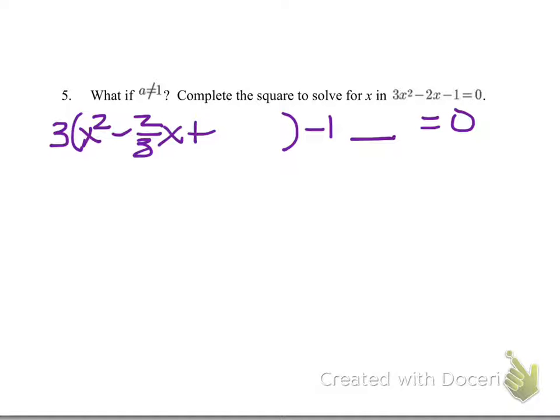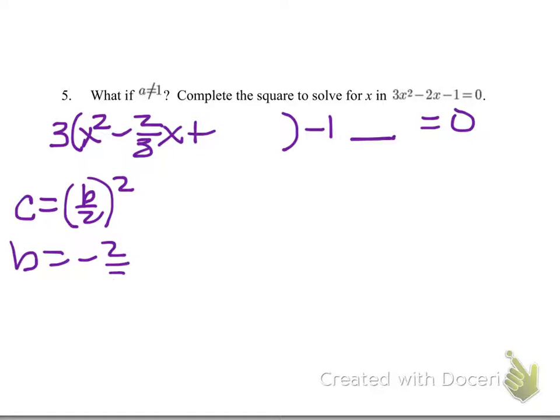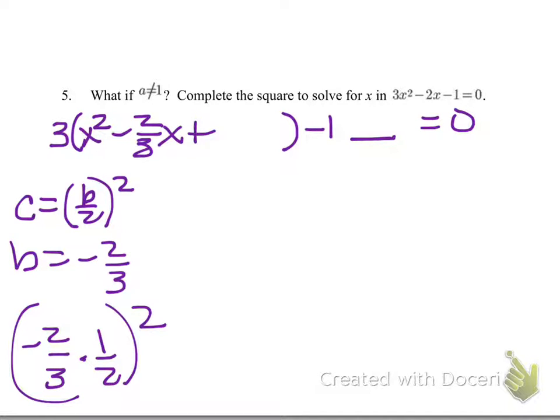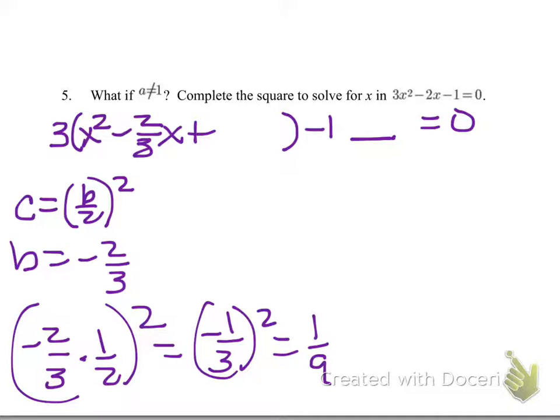Well, remember, to complete the square, we found out earlier that C is half of B squared. So my B is negative 2/3. So I'm going to take half of that and square it. So negative 2/3 times a half, and I'm going to square all of that. So that gives me, let's see, that's negative 1/3 squared. So it's 1/9. So I need to add 1/9.